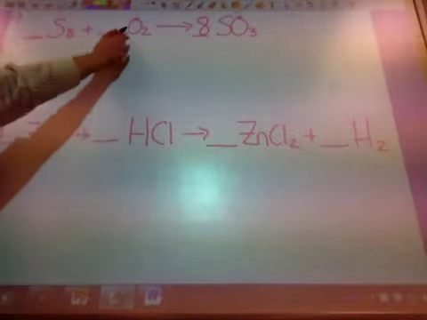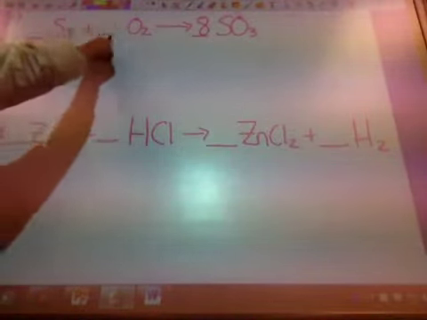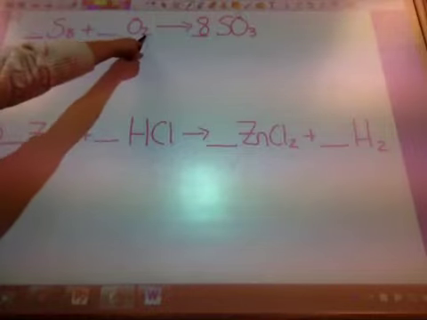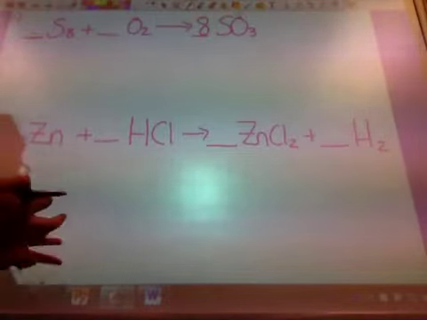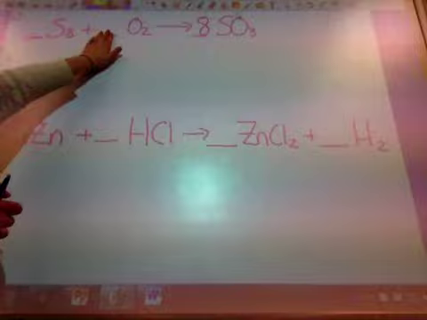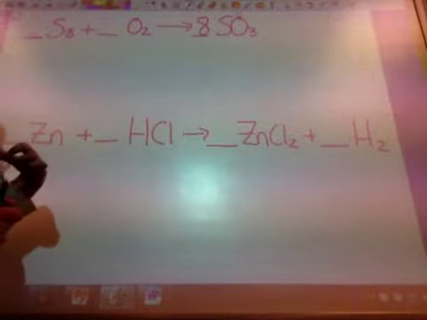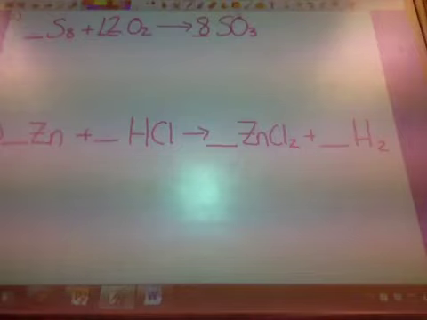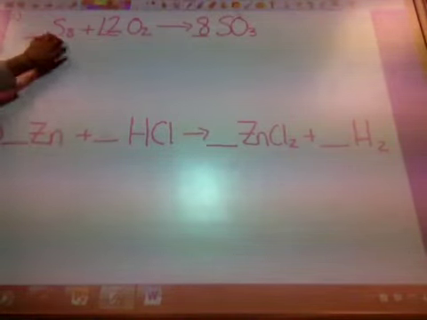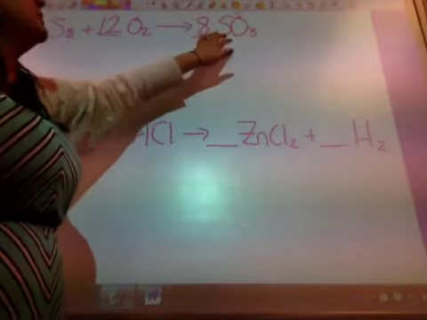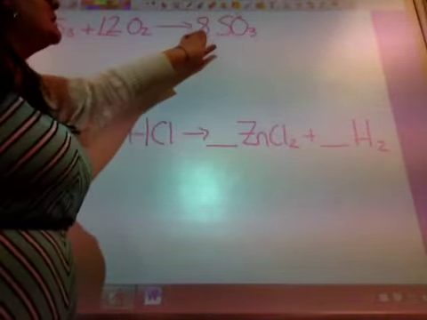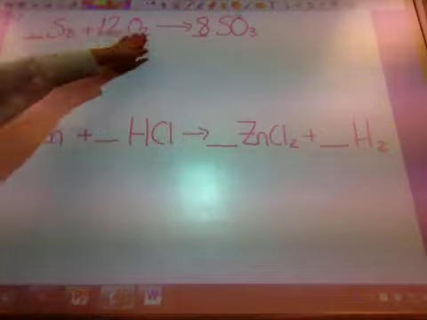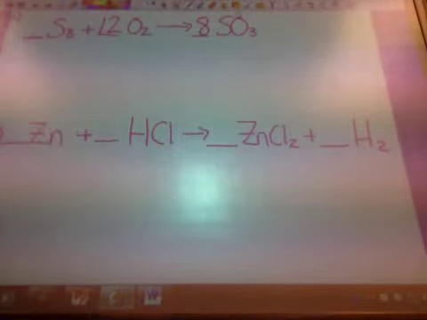Well, I already have this O2. So whatever number goes here, if I times it by 2, I'm going to get 24. So what number should I write here to get 24 oxygens? I should be saying 12. So now I have a balanced chemical reaction. I have 8 sulfurs here, 8 sulfurs here, 24 oxygens here, 24 oxygens here. So that one's balanced now.